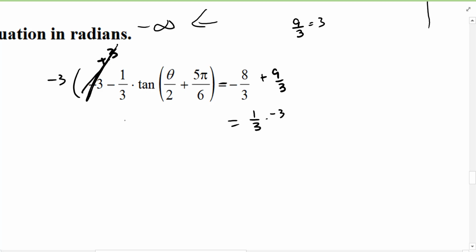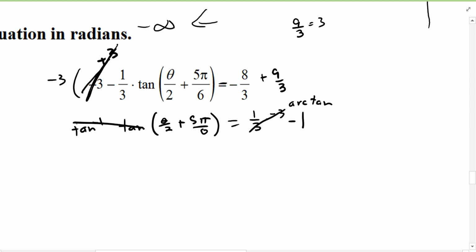When that happens, we get tangent of theta halves plus 5 pi 6 is equal to, well, 1/3 times negative 3 is negative 1. And then, remember, we need to get rid of this tan. We're going to take the arc tangent of both sides. That cancels, leaving theta divided by 2 plus 5 pi 6.